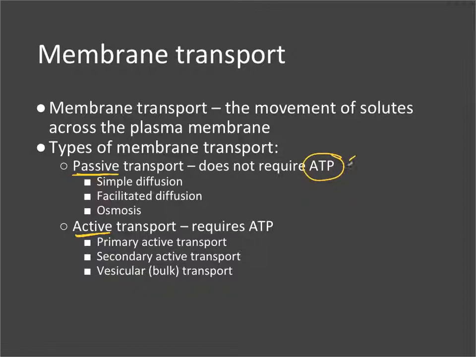And remember that ATP is the energy molecule of the cell. So in passive transport, energy does not have to go into transporting something across the cell membrane. But in active transport, that ATP is needed in order to transport something. So the three types of passive transport that we're going to talk about are simple diffusion, facilitated diffusion, and osmosis. And the three types of active transport are going to be primary active transport, secondary active transport, and vesicular transport, which includes things like endocytosis and exocytosis.